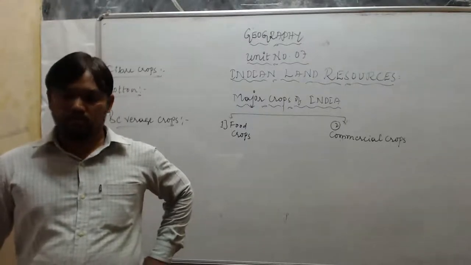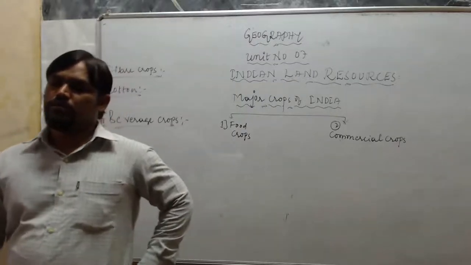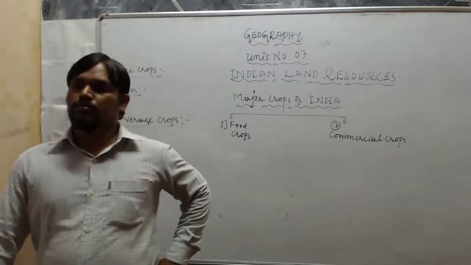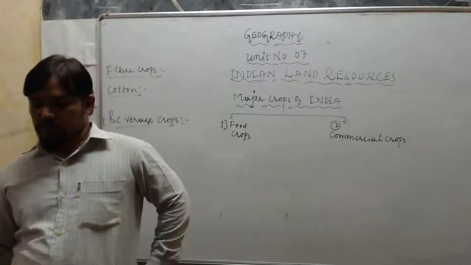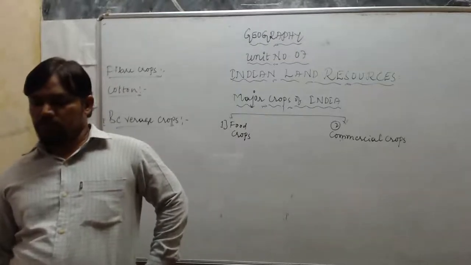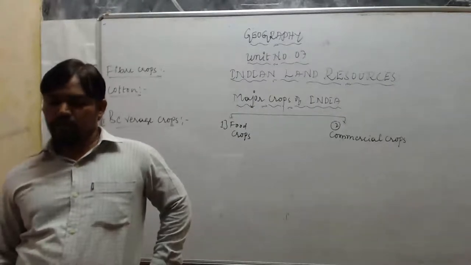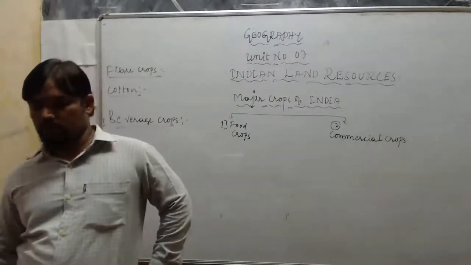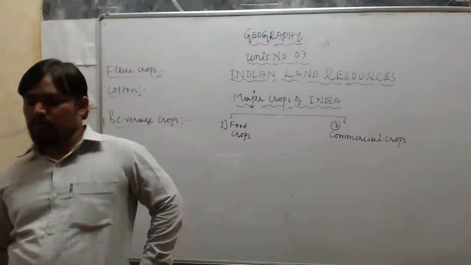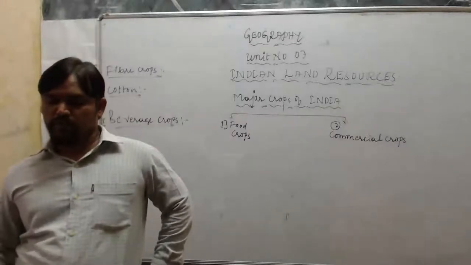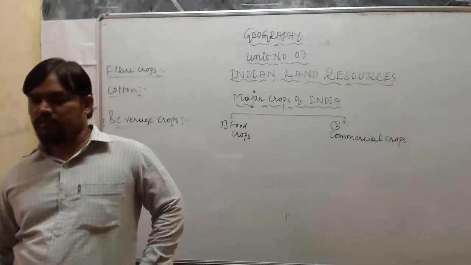What do you mean by beverage crops? The crops which are used to produce stimulating drinks are called beverage crops. Coffee and tea are the most important beverage crops of India. First, about tea. Tea is the most important and the cheapest of all the beverage crops. India is the second largest producer of tea in the world after China.